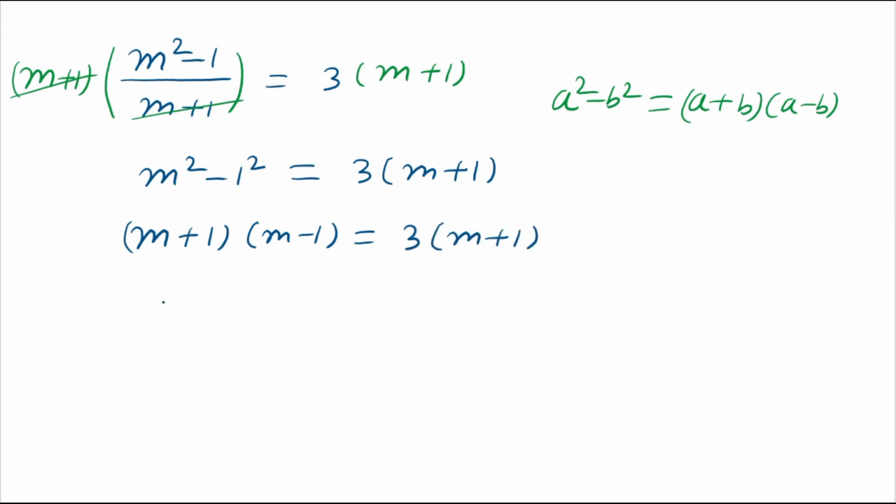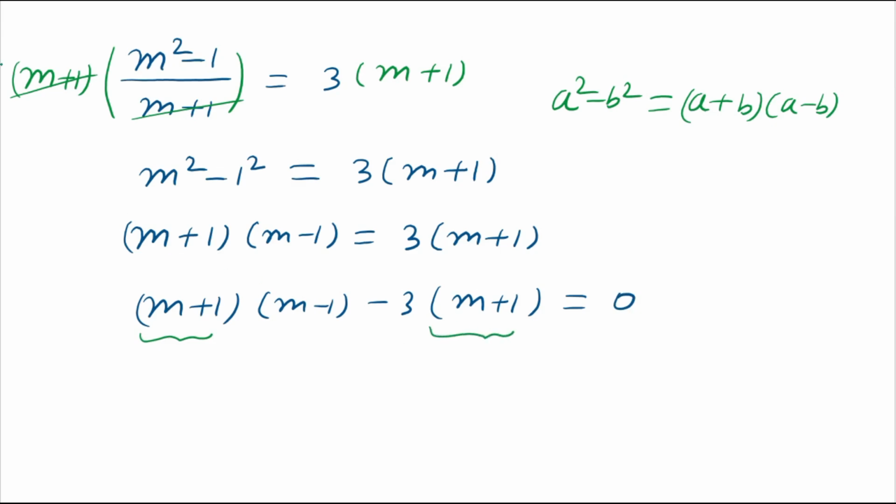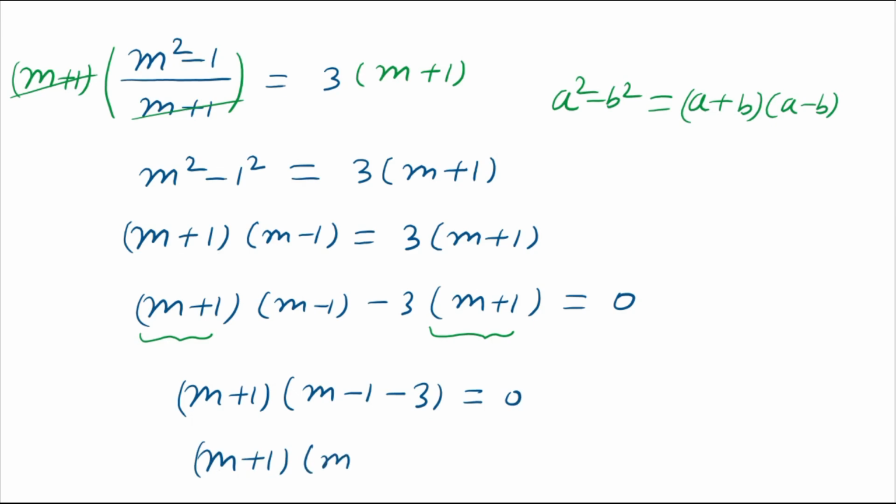Now if we take all the expressions to the same side, then (m plus 1)(m minus 1) minus 3(m plus 1) is equal to 0. Now m plus 1 is common. If we take m plus 1 common, then we get m minus 1 minus 3, which is equal to 0. So (m plus 1)(m minus 4) is equal to 0.